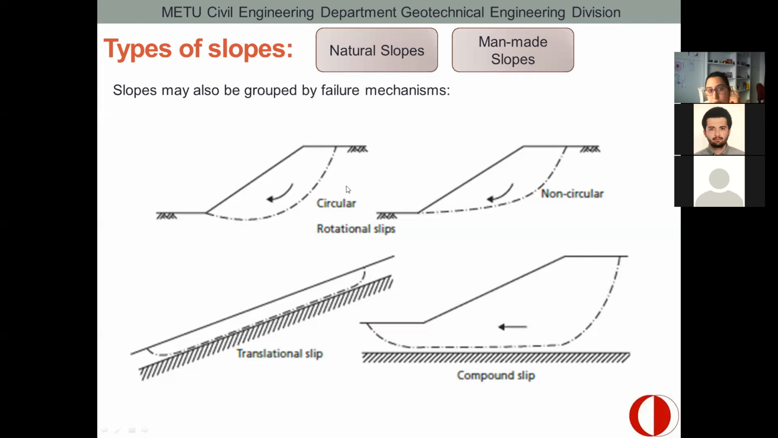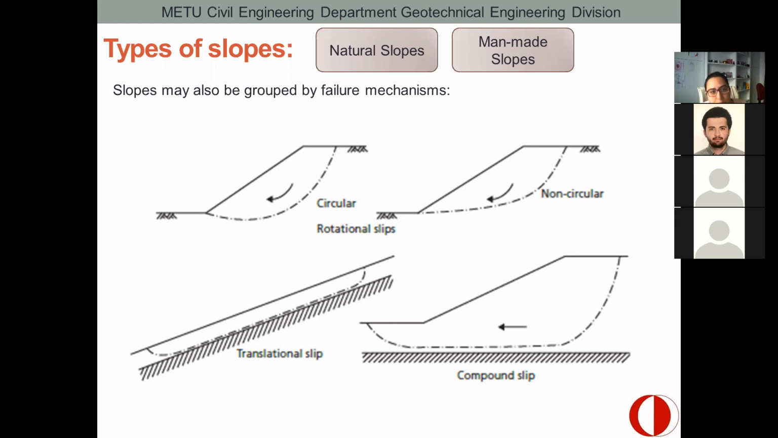So if somebody asks you, can you please group your slopes according to the failure mechanism? The first thing you need to double check is the possible failure surface. If you think that the possible failure surface is close to a circle or an arc, you are probably facing a rotational slip. If the possible failure surface is parallel to the ground surface, you are facing a translational slip. If, because of the different layers of the soil profile, you see a combination of both, you can assume a compound slip.